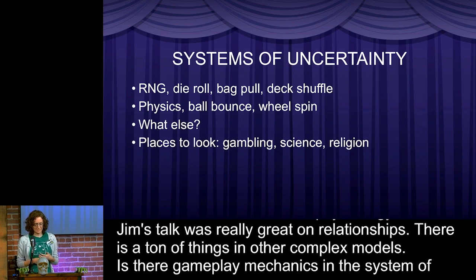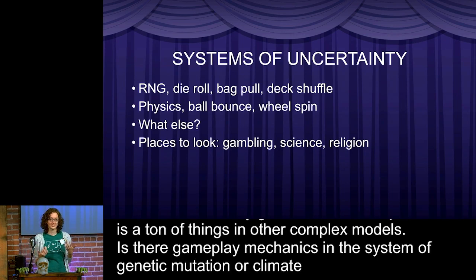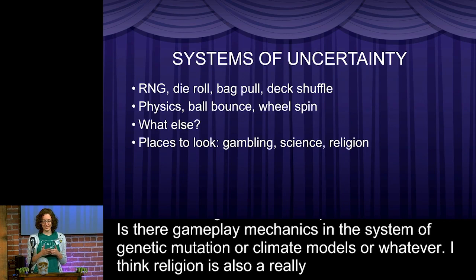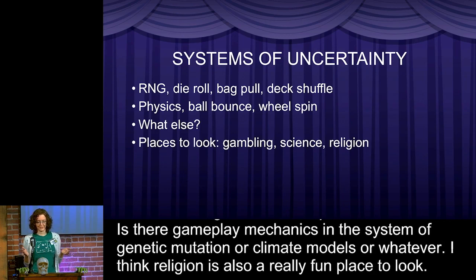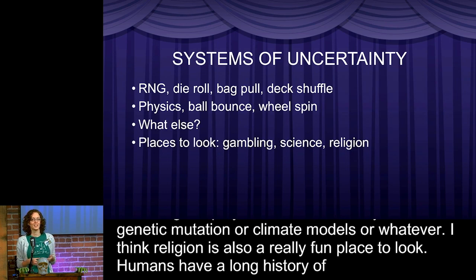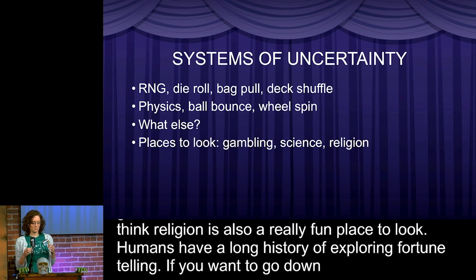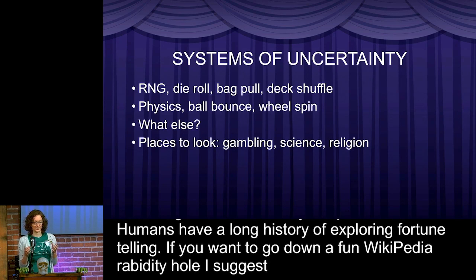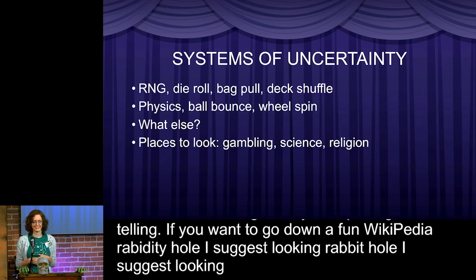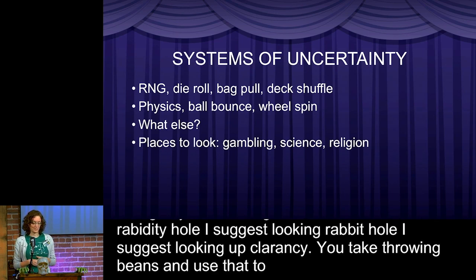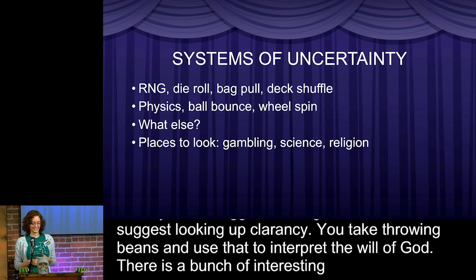I don't know. I think religion is also a really fun place to look. Humans have a long history of exploring fortune telling and divination. If you want to go down a fun Wikipedia rabbit hole, I'd suggest looking up claromancy. It's the method of divination where you take random outputs like pulling of lots, or throwing of beans and things like that, and use that to interpret the will of God. There are a bunch of very interesting systems in there. It might be some cool game mechanics that we could find.